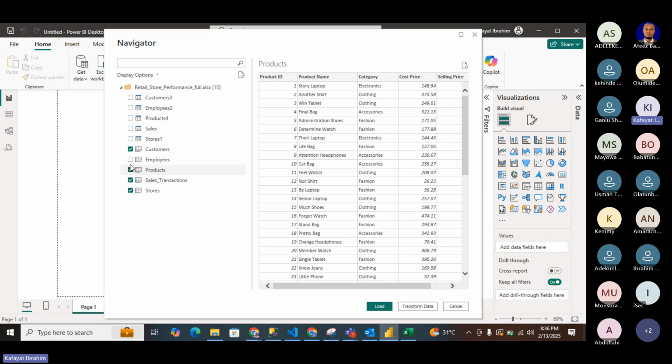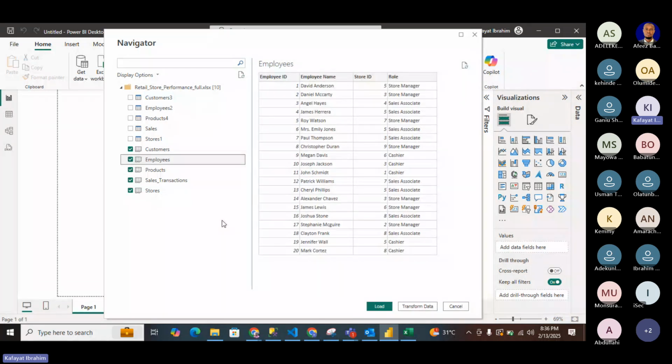I have my products, my employee. So let's see, 1, 2, 3, 4, 5. They are complete. So this time around, are we to load or are we to transform? I always advise we transform. This will give us an overview of how our data looks, so then we have access to transform the data to the proper format in case they are not in the format we need. So let's go.